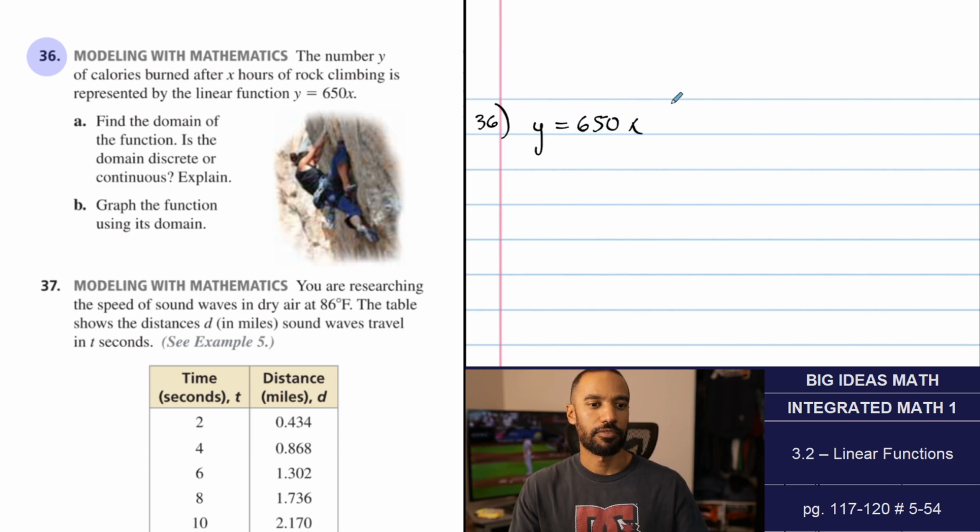They state, find the domain. Is it discrete or continuous? Explain. Once again, it makes more sense to talk about whether it's continuous versus discrete before we find said domain.